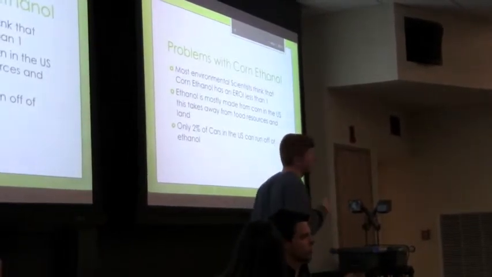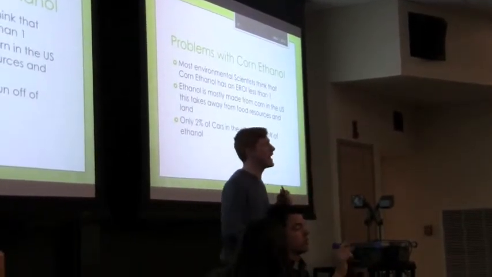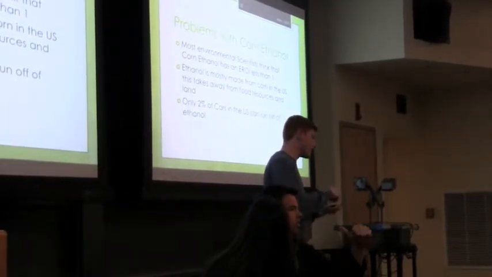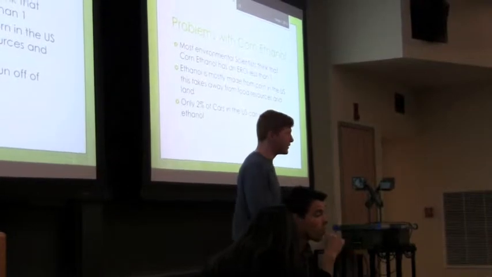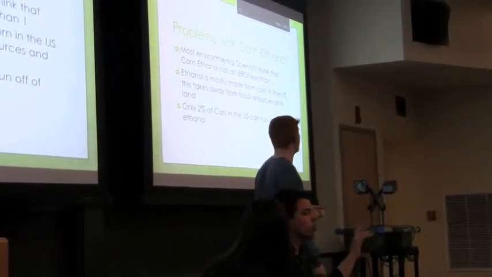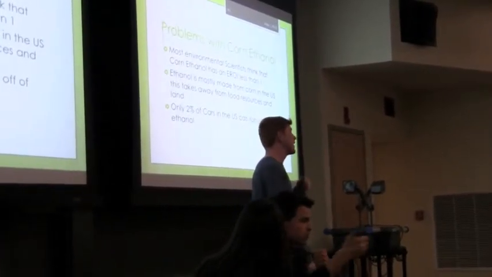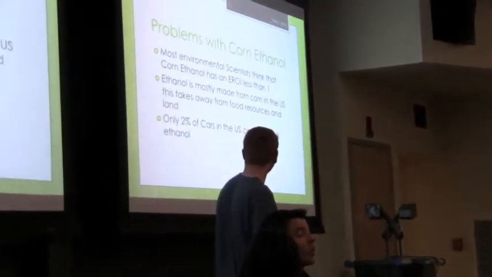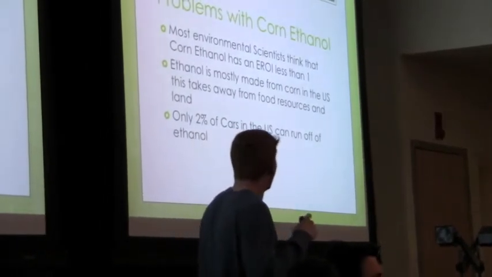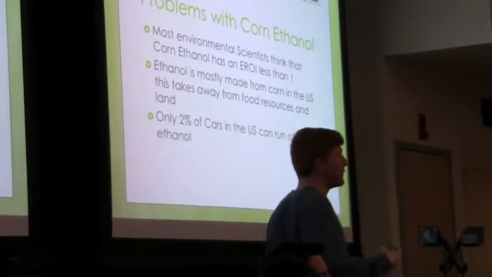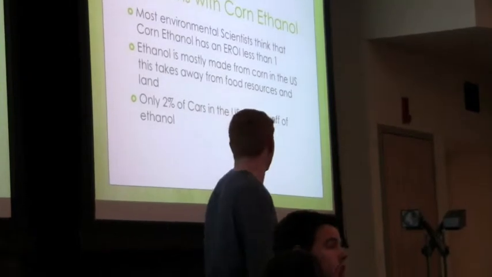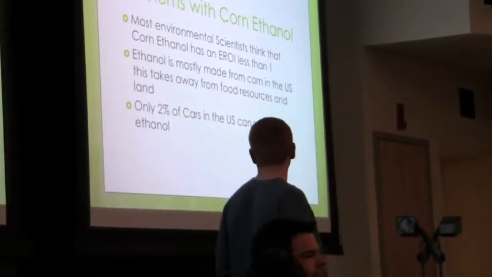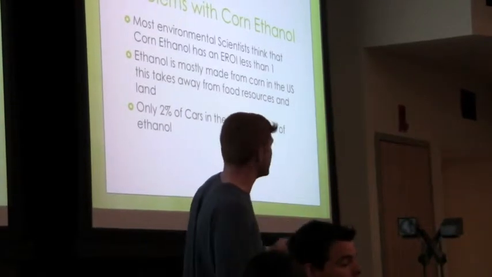The problem with corn ethanol is most environmental scientists think that corn ethanol has an EROI less than 1, which means the production of the corn, the fuel to run the tractors, the transportation of the ethanol, and the distillation process all require more energy than you actually get out of the fuel. Another problem with corn ethanol is it takes away from food resources and land use because it uses corn instead of the waste products of the plant. And only 2% of the cars in the U.S. can run off this fuel.